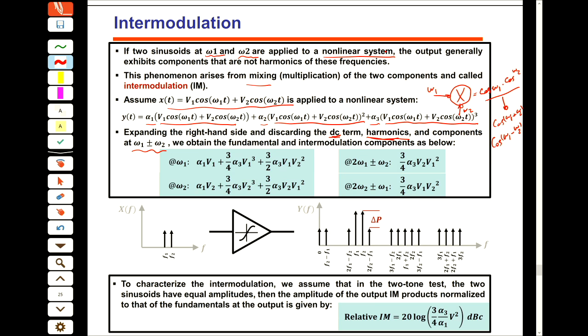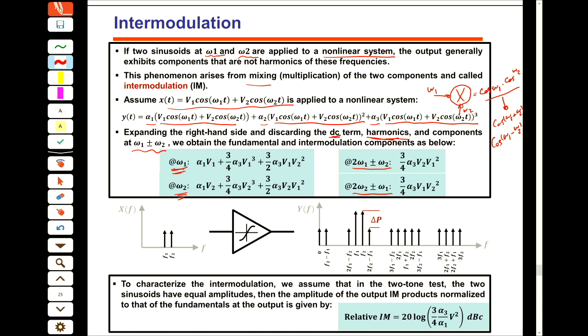The first one is at omega 1, and omega 2, and these two components could be very problematic. Why? Because if omega 1 and omega 2 are close to each other, for example, one of them is 900 megahertz and the other one is 850 megahertz, so the difference is only 50 megahertz. Then this value is very close to them, and it's not easy to filter out. You cannot filter. It's in band. Could be exactly at the point that you are looking for.